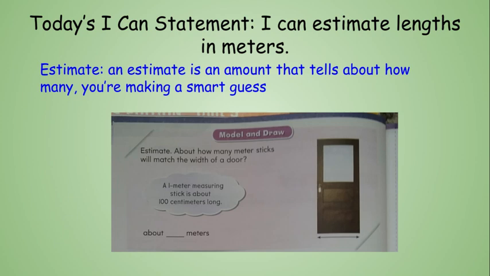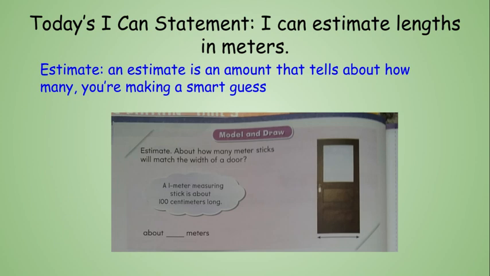Today's I can statement. I can estimate lengths in meters. Remember, an estimate is an amount that tells about how many. You're basically making a very smart guess based on what you already know. So let's take a look at the model and draw. It says estimate about how many meter sticks will match the width of a door. A 1 meter measuring stick is about 100 centimeters long.